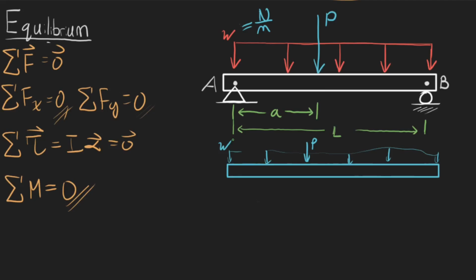And then in order to balance these, we have 2 supports in this case. We have a roller right here. If you think about a roller, it's not going to stop it from sliding side to side, but it will stop it from falling into the ground.